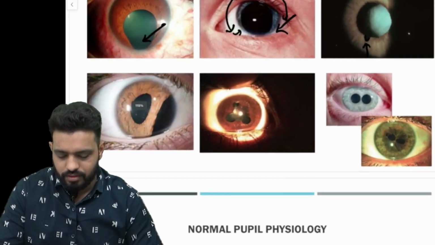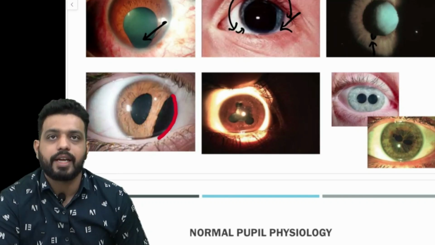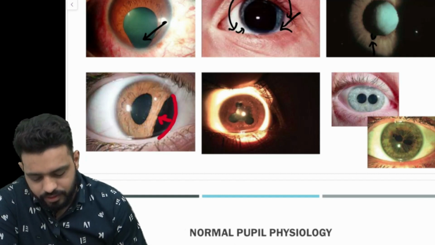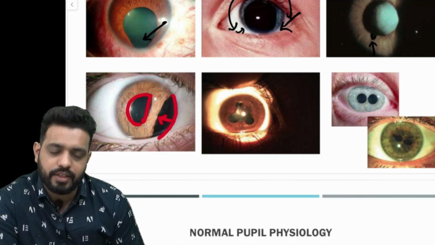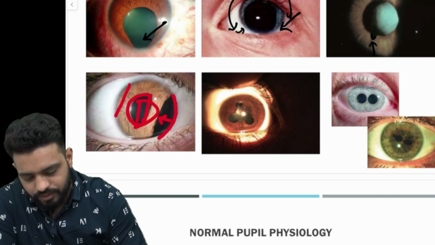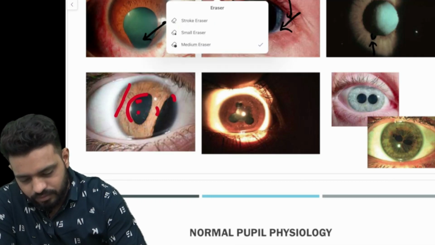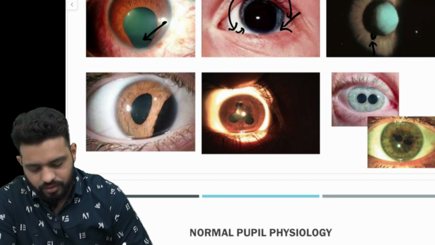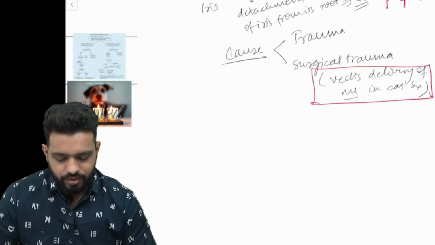As you can see, so this was the root at which iris was attached. Now due to trauma or any other reason, it got detached and came here. So now you get a D-shaped pupil. This is laterally inverted D. If it goes off from here, you will get a pupil like this. Okay. Fine. So this is known as iridodialysis.